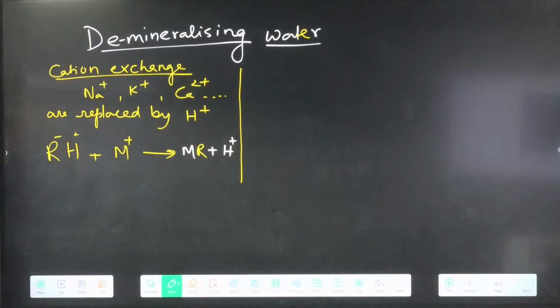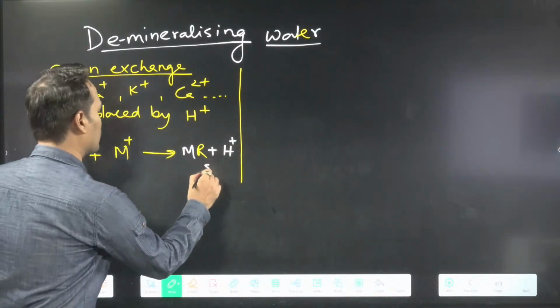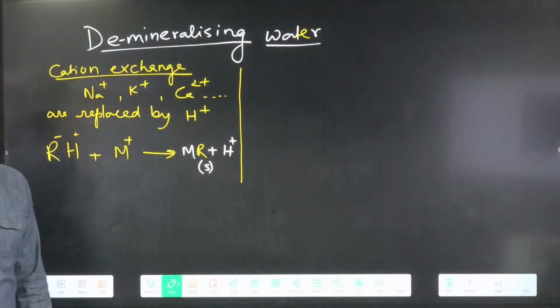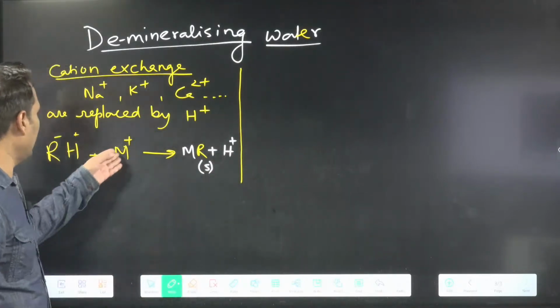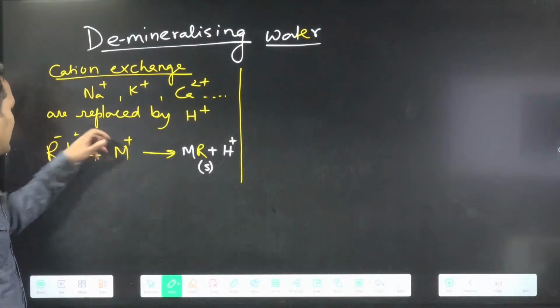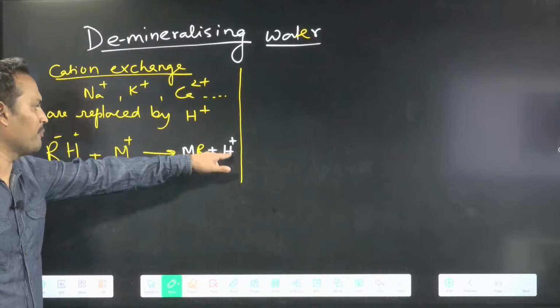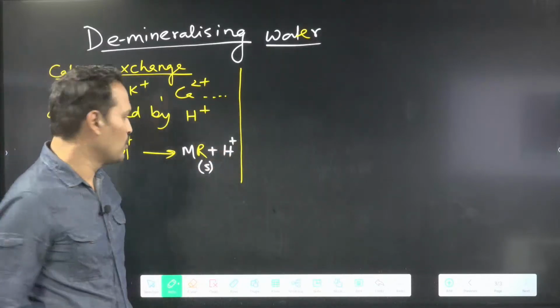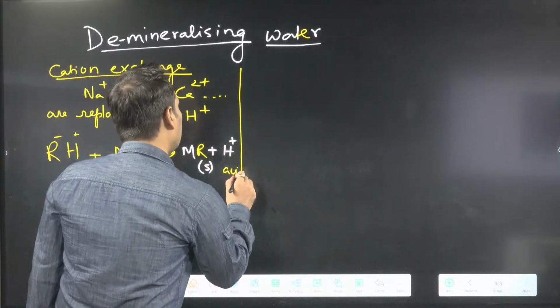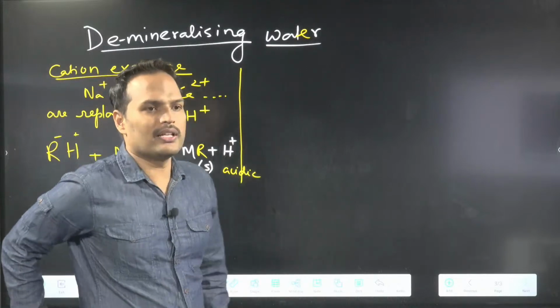So what you saw? This is my solid. Okay? So what you are seeing now is that M plus was there, M plus was taken by R as a precipitate, and in place of M what have you put? H plus. So the solution will become acidic. So what is the simple logic?